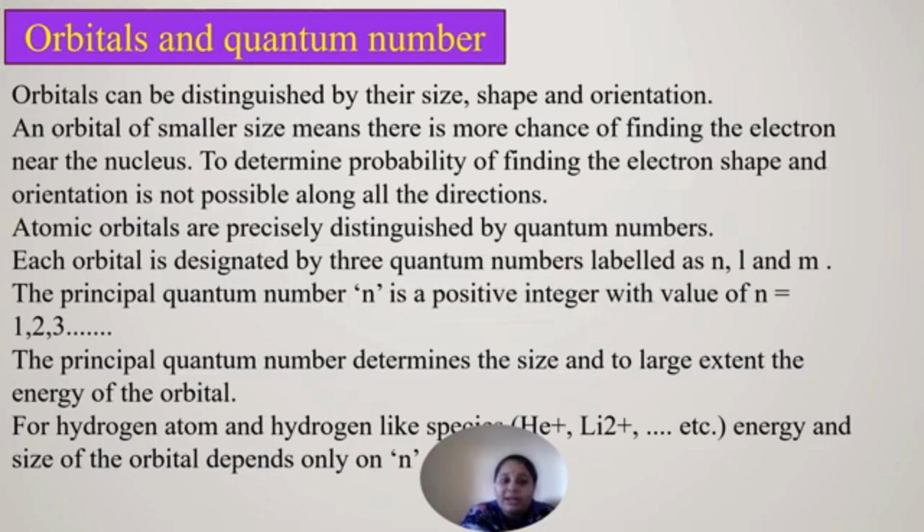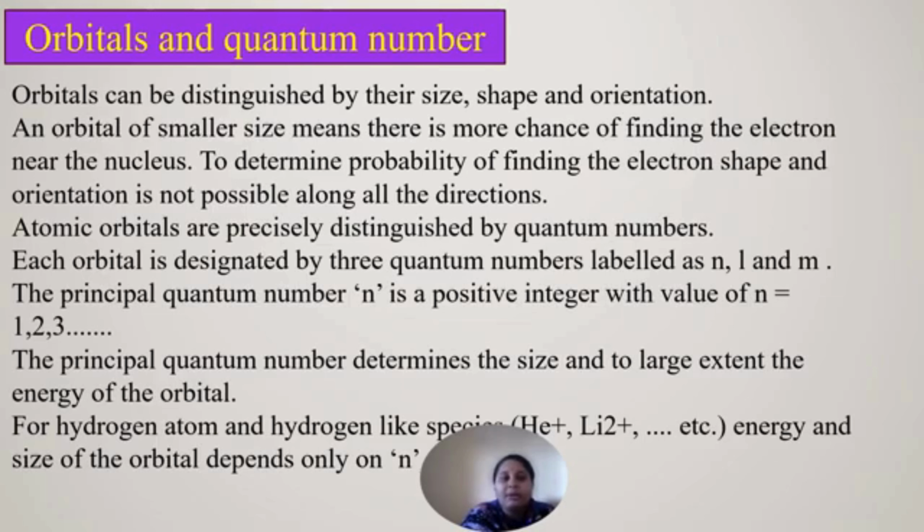Each orbital is designated by three quantum numbers: n, l and m. That is, n is the principal quantum number, l is the azimuthal quantum number, and m is the magnetic quantum number. Coming to the first, the principal quantum number n is a positive integer. The principal quantum number is always positive, with values 1, 2, 3, and so on.